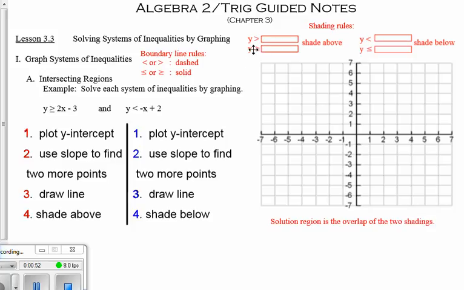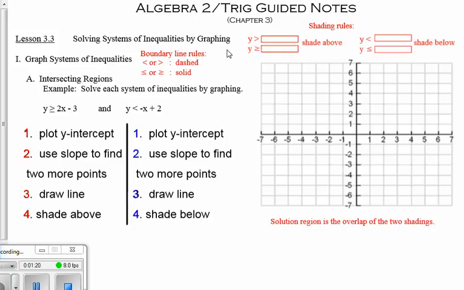Now, for this one, if you can get it down to y is greater than something, or y is greater than or equal to something, always shade above that line. If y is less than or equal to something, shade below that line. If you want, you can still go ahead and test points just to make sure they work. But trust me, whenever it's a less than, it'll be shaded below. Whenever it's greater than, it'll be shaded above.